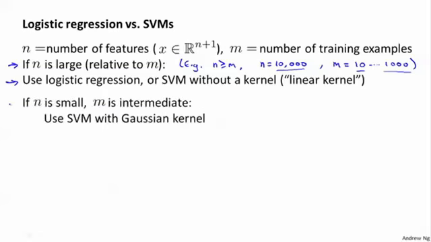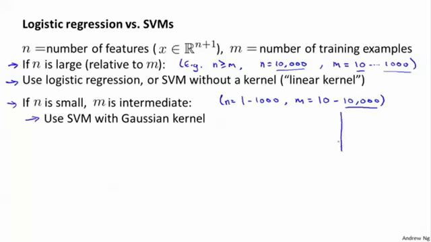Now, if n is small and m is intermediate, so what I mean by this is if n is maybe anywhere from 1 to 1,000, and the number of training examples is maybe anywhere from 10 up to 10,000, maybe up to 50,000 examples. So if m is pretty big, like maybe 10,000, but not a million, so if m is intermediate size, then often an SVM with a Gaussian kernel will work well.